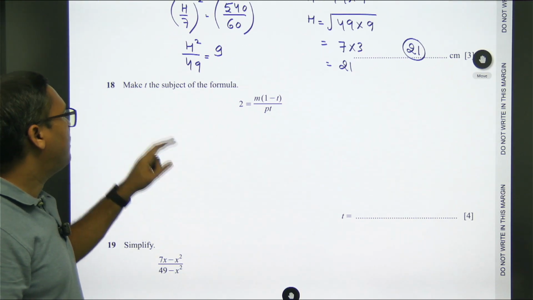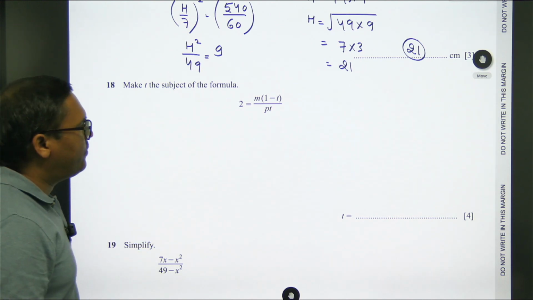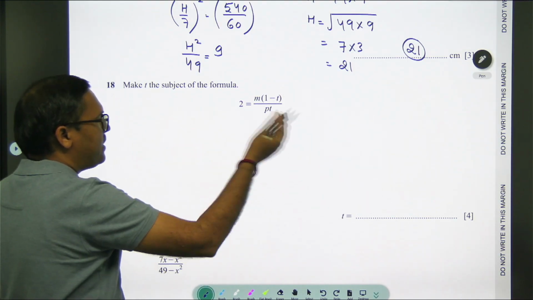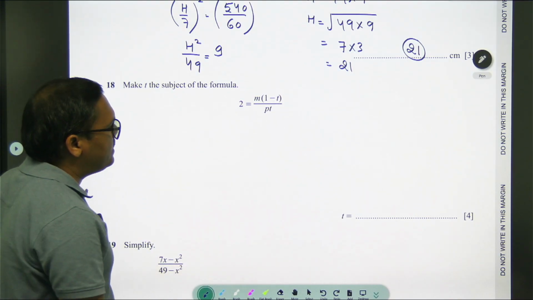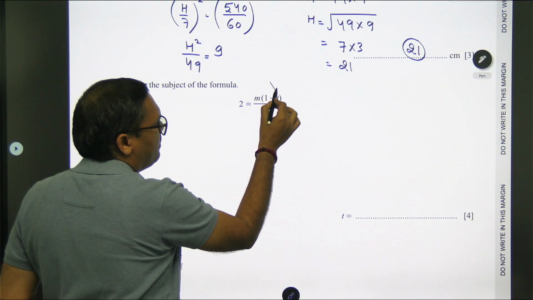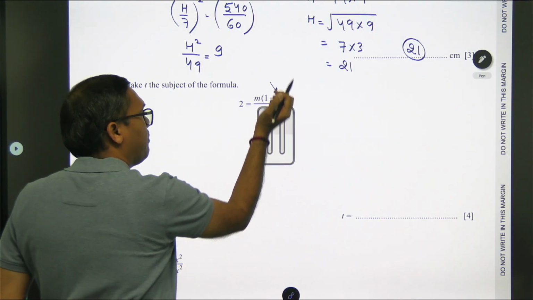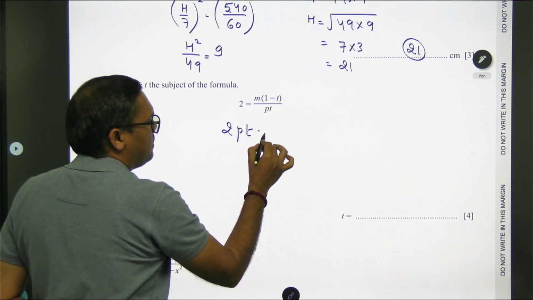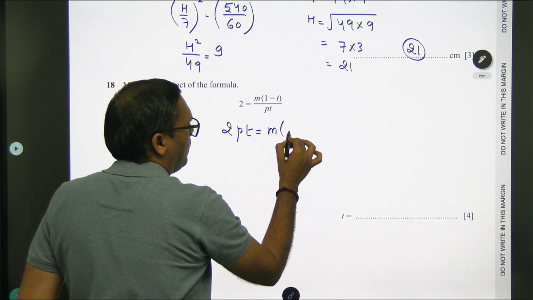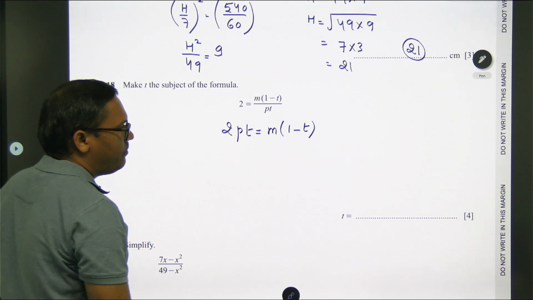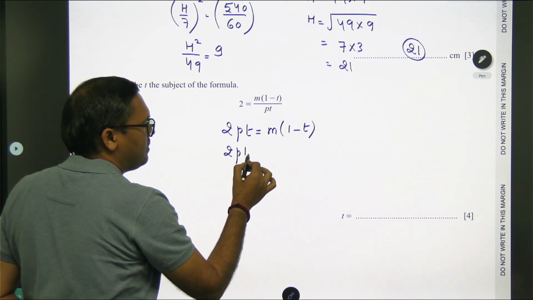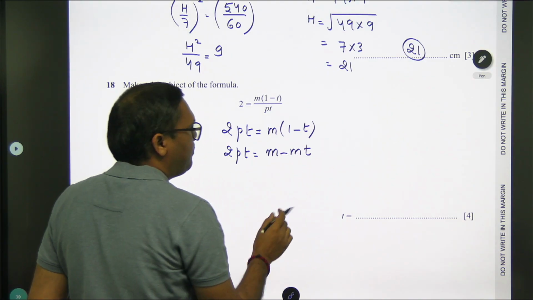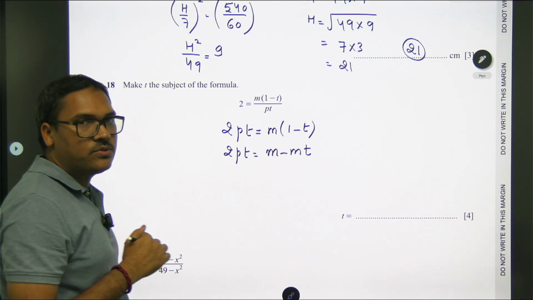Now the next question is, make T the subject. Now if you have to make T the subject, that means you have to bring T equal to something. You have to rearrange the formula. Okay. So you can see here we have T, here also we have T. To combine this, you can cross multiply and say this is 2pt is equal to M(1 minus T), which I can say is 2pt is equal to M into 1 is M minus M into T. Why am I doing this? Because I want to collect all the T terms together.